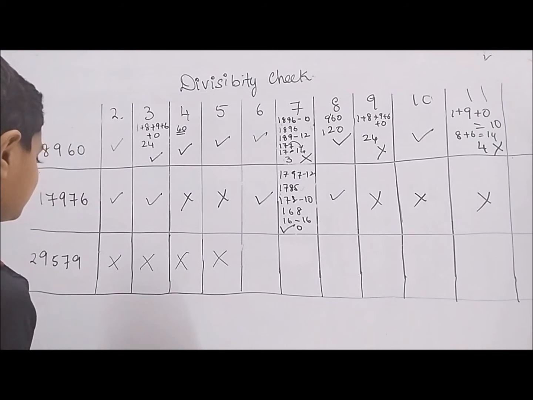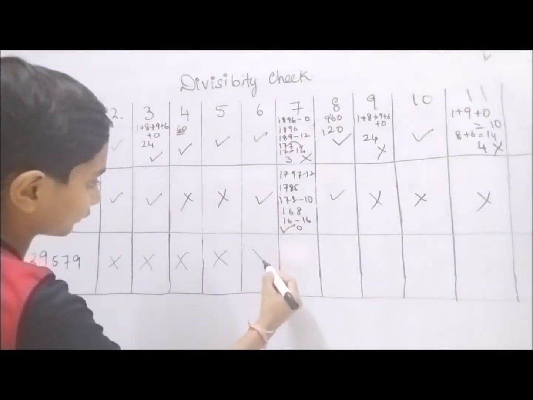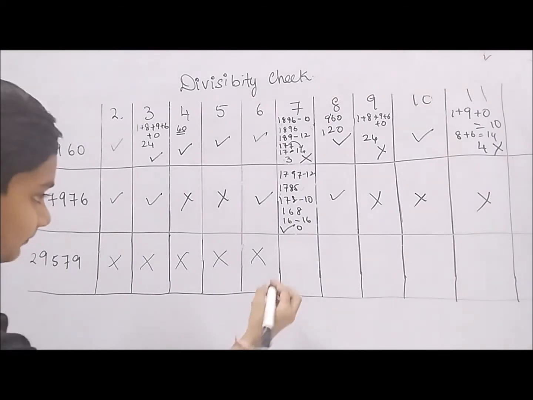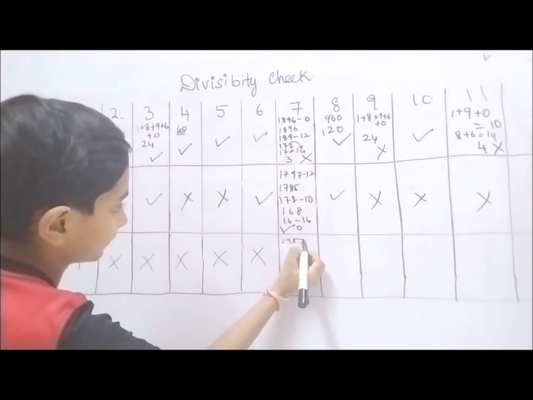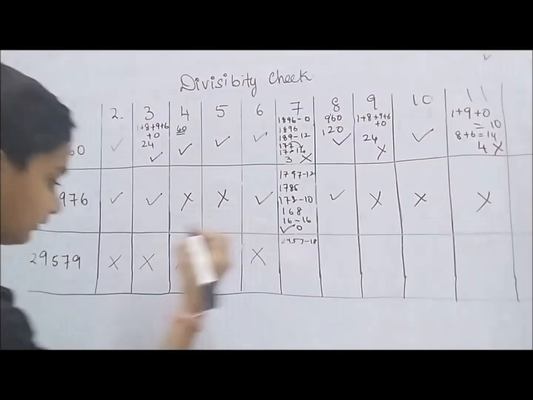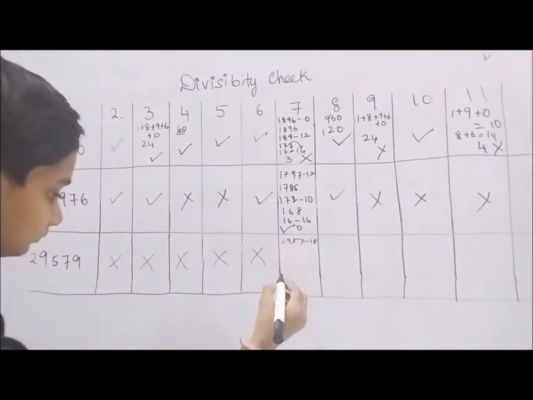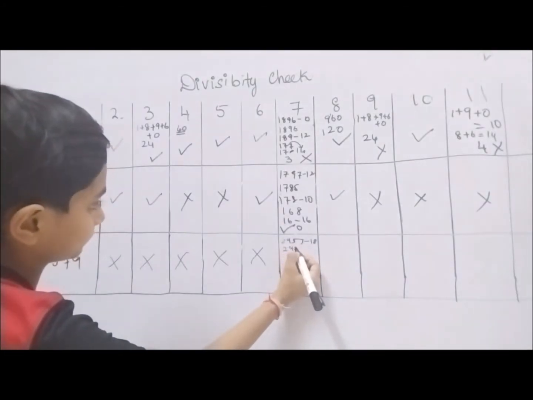Okay. What is the rule for 6? The 2 and 3 divisibility should be tick. So it's not tick. So it's not. Okay. What is the rule for 7? The last digit should be doubled and subtracted. So 2957 minus 18. That means the last digit 9 is multiplied by 2. What is the answer for that? 2939.